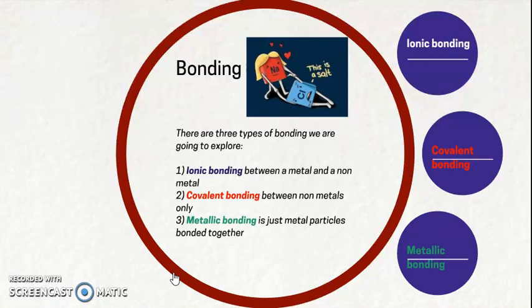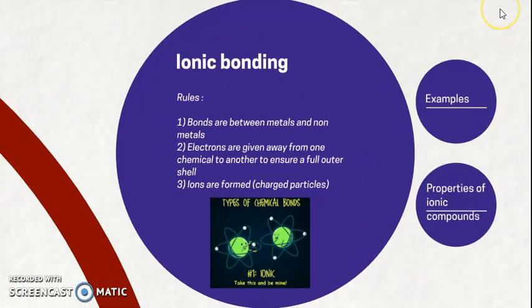So first of all, there's three types of bonding. There's ionic bonding, which is between a metal and a non-metal. And if you remember the stairway to Devon, that means a chemical from on the left joined with a chemical from on the right of the periodic table. Covalent bonding is between non-metals, so that's between any chemicals over on the right-hand side of the stairway to Devon. And then metallic bonding, which is just how metal particles bond together, and we'll have a look at the structure for that. Okay, so let's have a look at ionic bonding first of all.